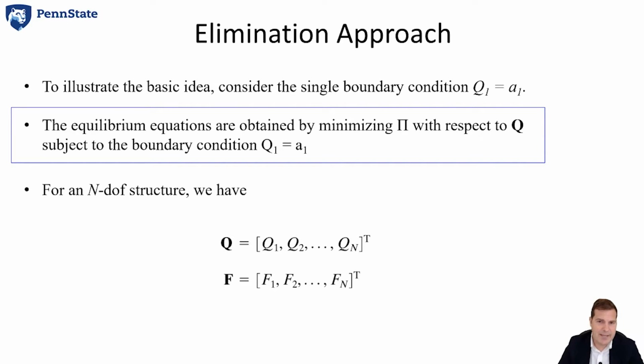To illustrate the basic idea, we're going to consider the boundary condition Q1 equals A1. So we have one single boundary condition. The equilibrium equations are obtained by minimizing the total potential energy pi with respect to Q, subject to the boundary conditions, basically what I restated, but with a more specific example. So for an n degree of freedom structure, we're going to have Q, the 1, 2, all the way to n nodes, and the same with F.